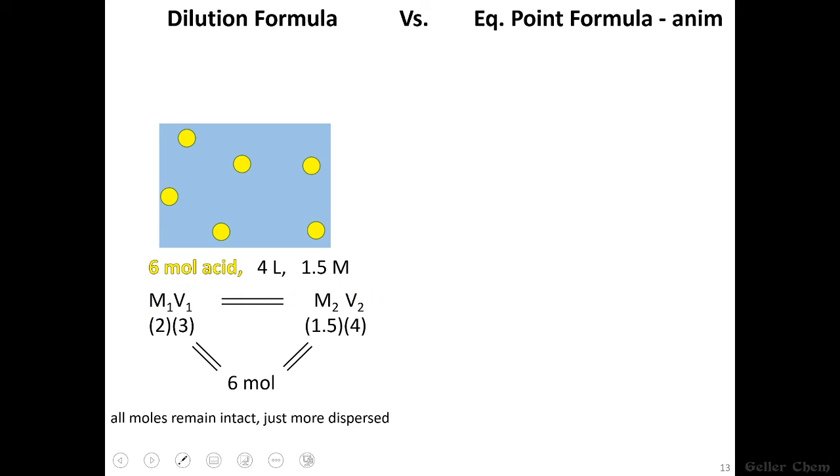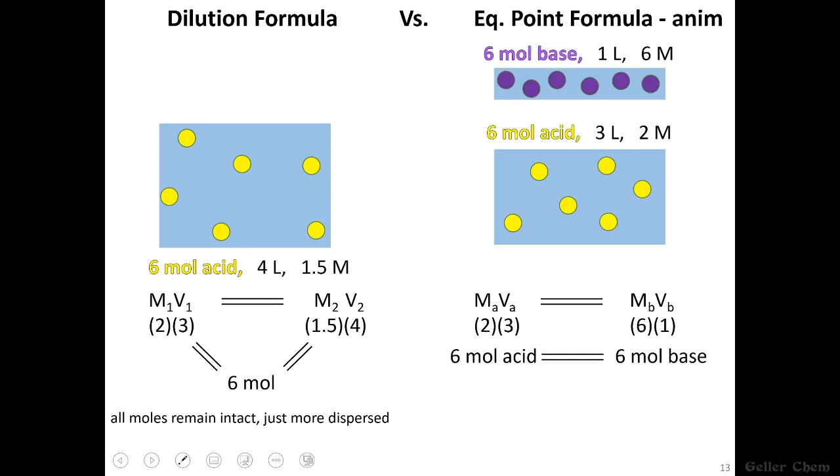Now let's contrast that with the equivalence point situation. Here we have the same starting acid solution, 6 moles and 3 liters, 2 moles per liter. But let's say our 1 liter that we're adding to it isn't just solvent, but it's 6 moles of base in some solvent. In other words, we have 6 moles per liter of that base. And so we have equal moles or amounts of the acid and base, which when thinking in terms of concentrations and volumes, can be expressed as the molarity times the volume of the acid is equal to the molarity times the volume of the base.